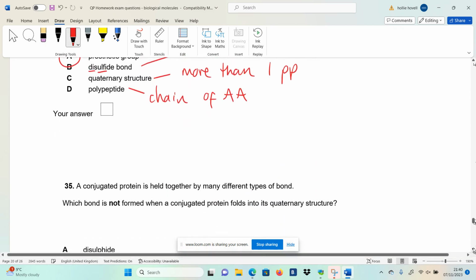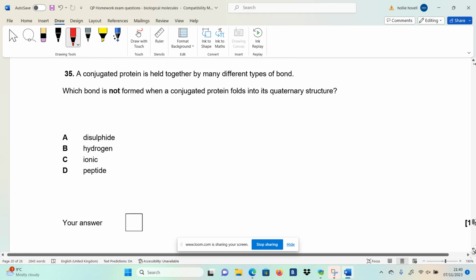And then the next one: a conjugated protein is held together by many different types of bond. Which bond is not formed when a conjugated protein folds into its quaternary structure? So we're looking at 3D overall shapes. We don't normally talk about bonds in quaternary structures. We normally talk about the bonds in the tertiary structures, but it means the same kind of thing, and it's folding up. So it specifically says what bonds are formed when it folds.